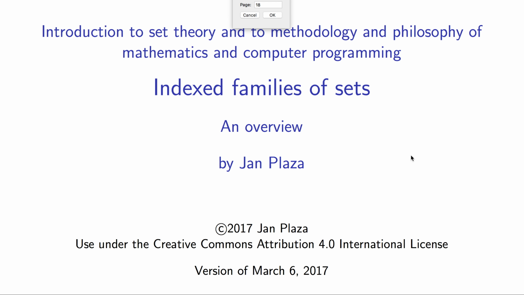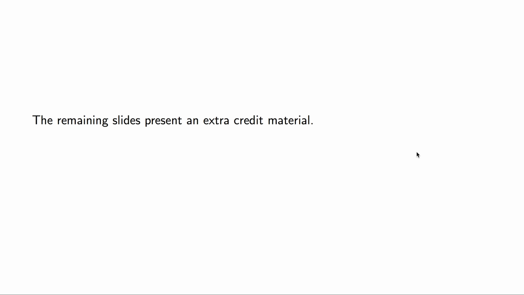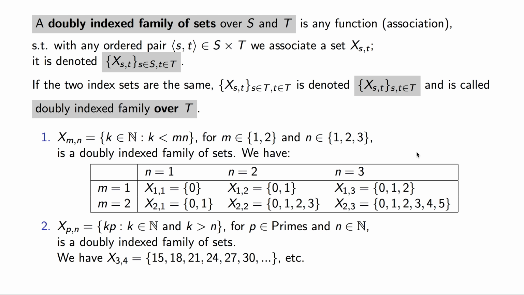Indexed families of sets, Part 2, doubly indexed families. For our course, this is extra credit material. We're going to define doubly indexed families of sets. These are families which are indexed by two indexes. I'm choosing an index s from the set capital S and an index t from the set capital T. The members of the family are indexed by such two indexes.